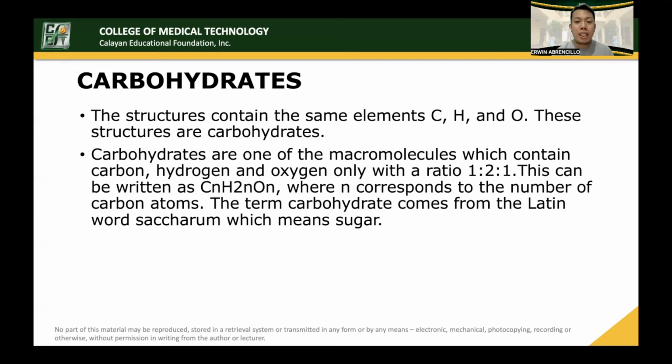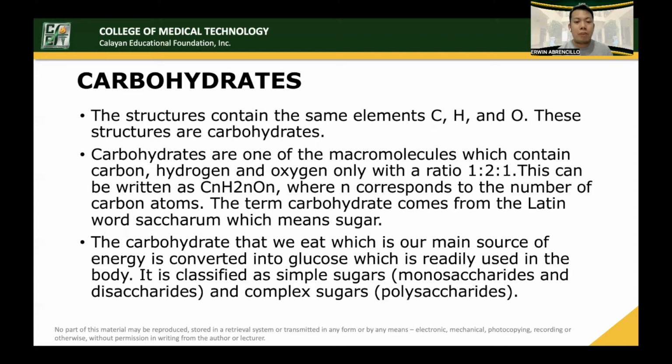So the term carbohydrates comes from the Latin word saccharum, which means sugar. So additional information: the carbohydrate that we eat, which is our main source of energy, is converted into glucose, which is readily used in the body. So it is classified as simple sugars or monosaccharide and disaccharide, and complex sugars known as polysaccharide. So we are now going to tackle this classification of sugar, mono, di, and polysaccharides.